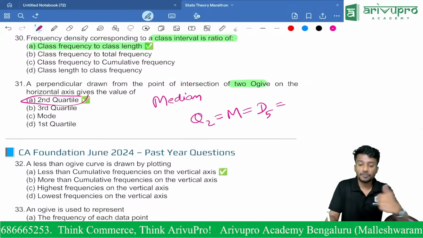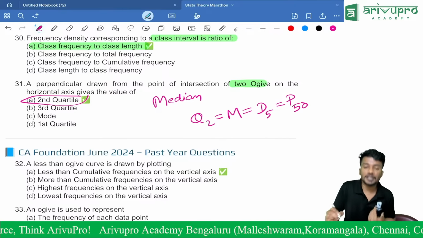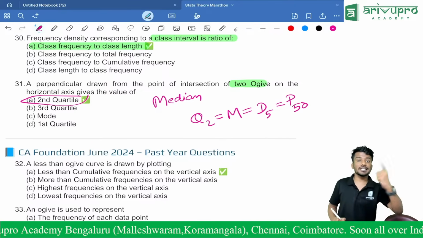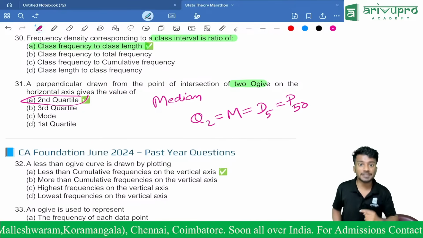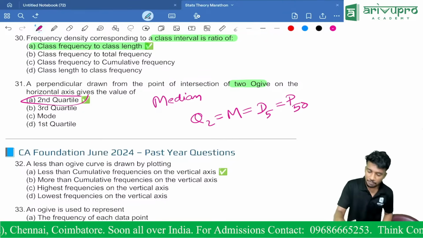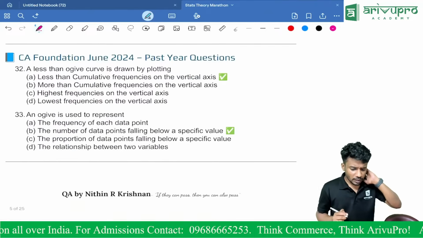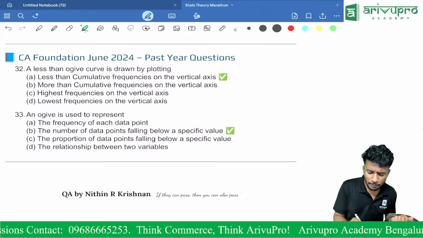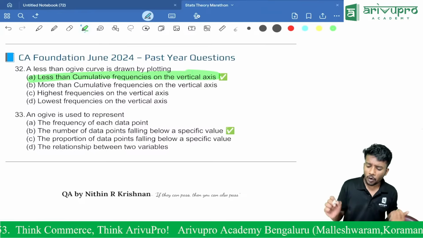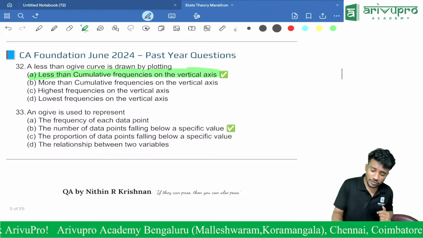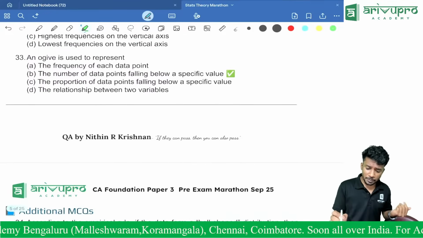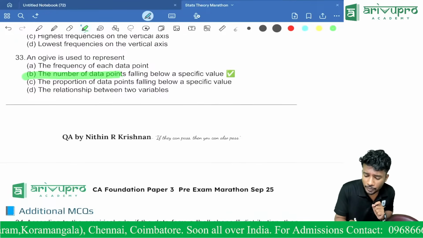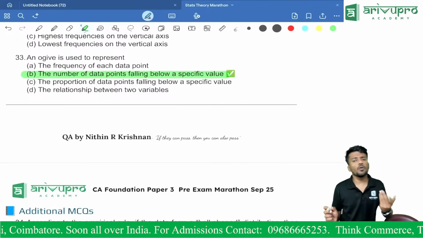Then what else is our median? P50 is our median. Percentile 50, or decile 5, or the 50th percentile, is also what? Median. Now, a less than ogive curve is drawn by plotting what? Less than cumulative frequency on the vertical axis. Then an ogive is used to represent what? The number of data points falling below a specific value.